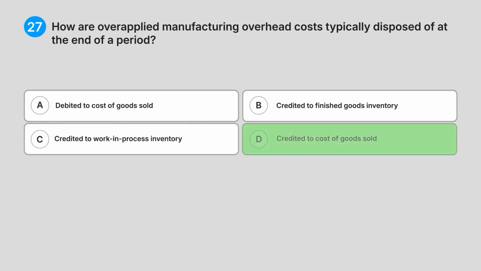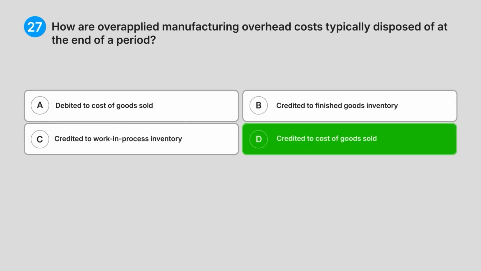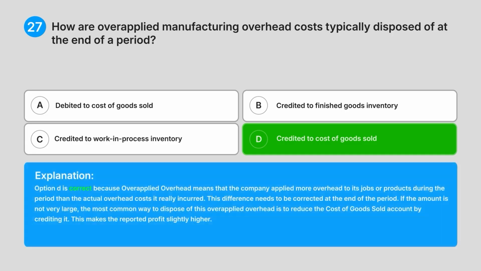Correct answer, D. Credited to cost of goods sold. Explanation. Option D is correct because over-applied overhead means that the company applied more overhead to its jobs or products during the period than the actual overhead costs it really incurred. This difference needs to be corrected at the end of the period. If the amount is not very large, the most common way to dispose of this over-applied overhead is to reduce the cost of goods sold account by crediting it. This makes the reported profit slightly higher.